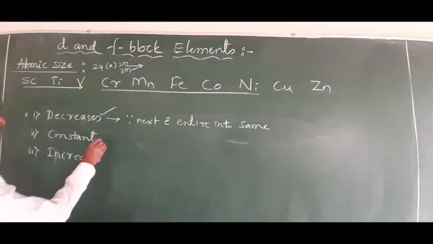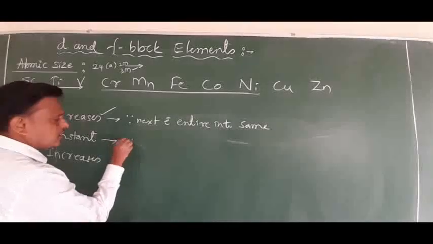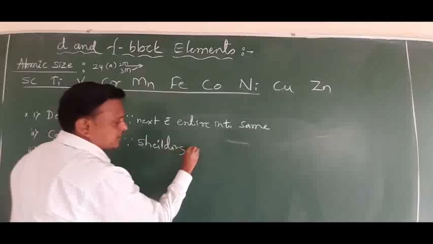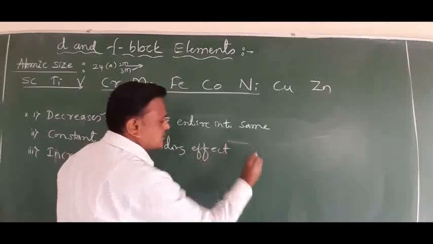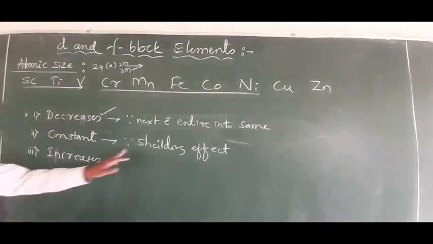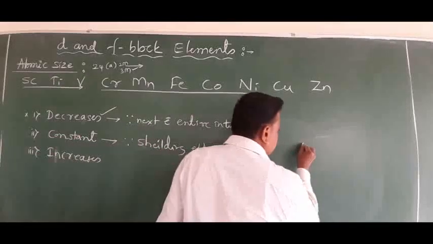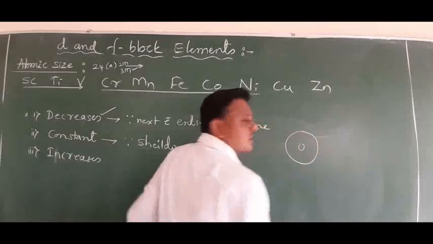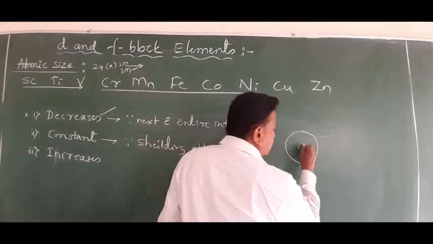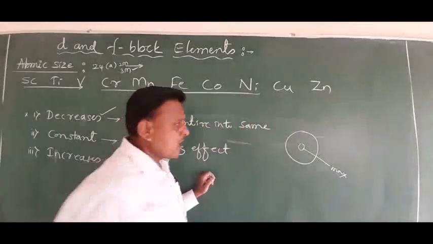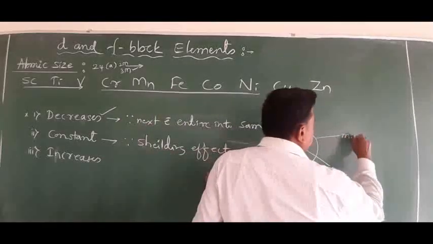So why is it constant? This is due to the shielding effect, or we call it the screening effect also. We know what a shielding effect is. What is the shielding effect then? Yes, the inner orbitals have the maximum number of electrons, and the outer orbitals have the minimum number of electrons.